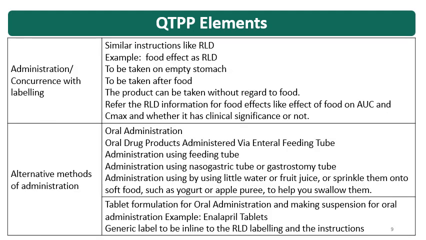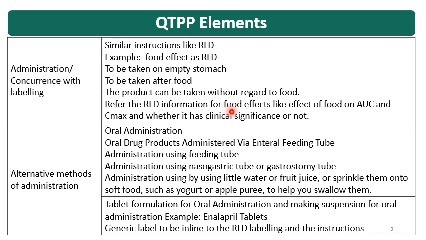Then coming to the very important part of the QTPP element, that is administration concurrence with labeling. Whether the label of the innovator formulation says it is to be given with food, without food, or on an empty stomach, that should be very clearly understood by the generic manufacturer, and it should be given on the label in line with the RLD. Similar instructions like the RLD, for example food effect as in the RLD: to be taken on empty stomach, to be taken after food. The product can be taken with or without food, that means without regard to food.